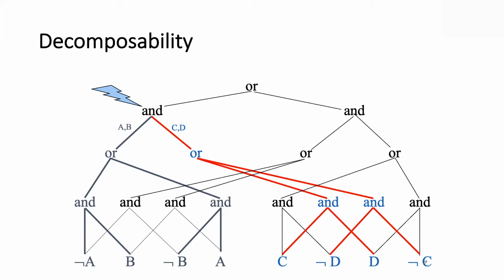And as you remember, decomposability relates to AND gates. The idea is you look at the subcircuits that are feeding into the AND gate, and they shouldn't overlap as far as the variables that appear in them. In this case, this subcircuit has A and B, and this one has C and D, so they do not overlap. You need this property to hold for every AND gate in the circuit, and when you have that, you have decomposability, and we call the circuit type d-DNNF.